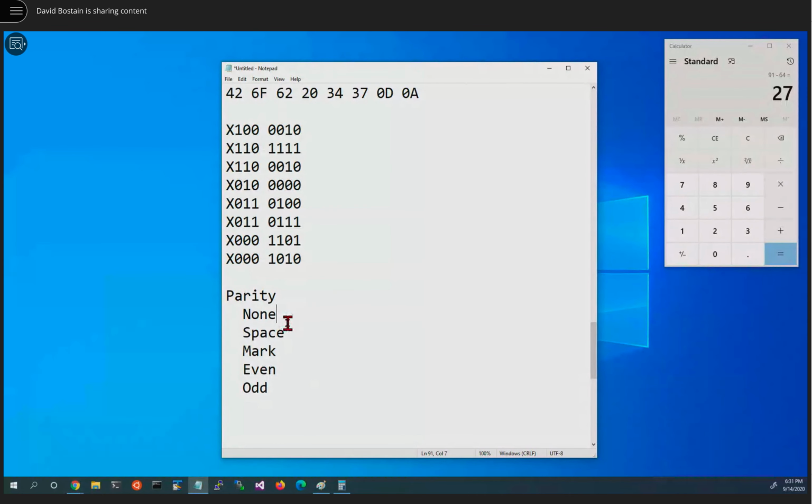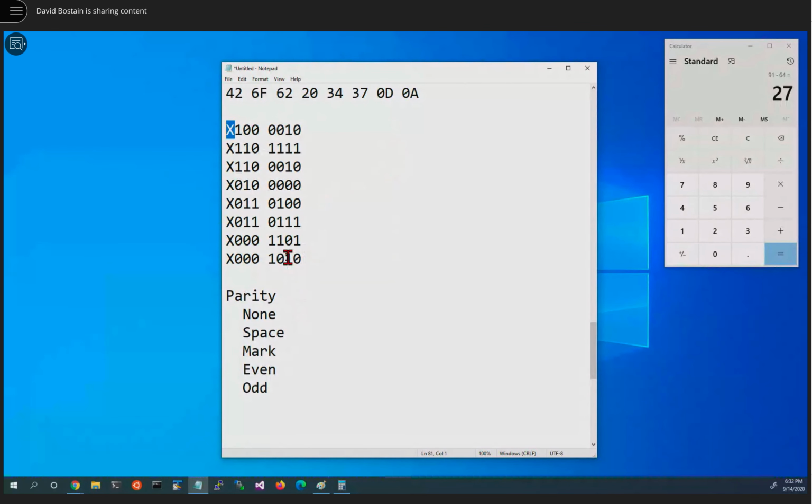Space parity, and when we have no parity, it basically says we can put anything we want in that position if we send 8 bits. But if we send 7 bits, that position doesn't even exist. Space parity says, always make that bit a 0 when you send it. The term space, when referring to ASCII data or serial communications, means 0. So what we've been writing now for all of our characters is basically something in space parity. We haven't been putting any high order bits on.